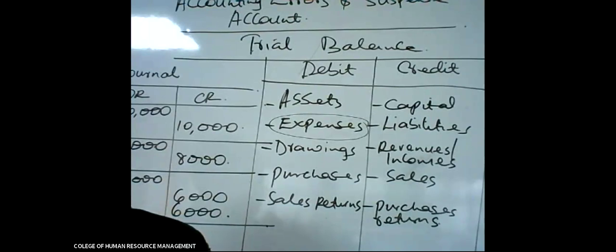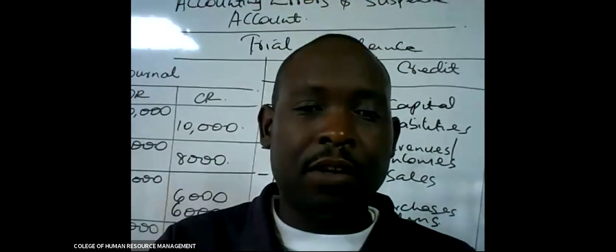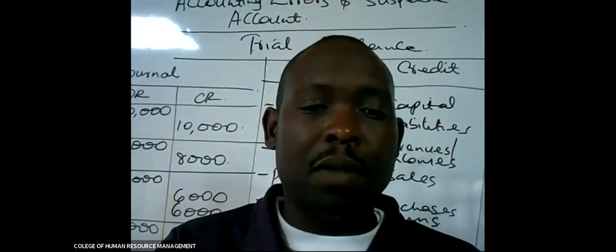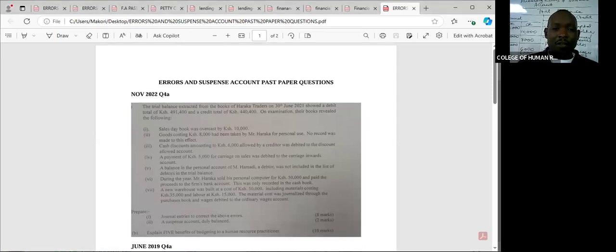Any other clarification? Good. So basically, we need to complete the suspense account even if it is not balanced because of error number 5. We were supposed to do a suspense account that is duly balanced, but in this case, it will not be duly balanced because of the mistakes.